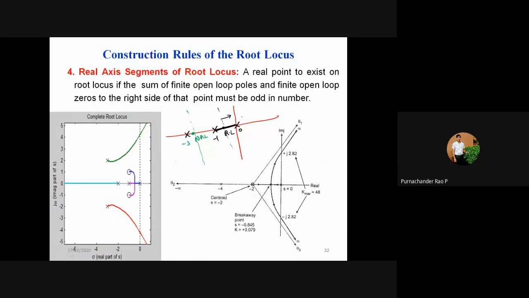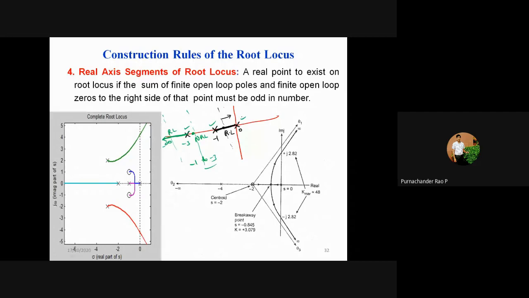That is, from -1 to -3 is not a part of the root locus, and from -1 to infinity, minus infinity, this is a part of the root locus. Because if you take any test point between -3 to infinity, there are three poles, 1, 2, and 3. Therefore this is a part of the root locus. So like this, we need to find out the real axis segments of the root locus.